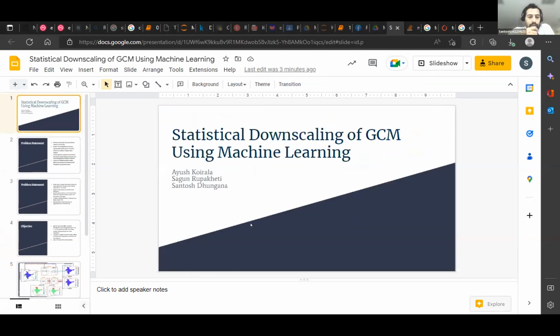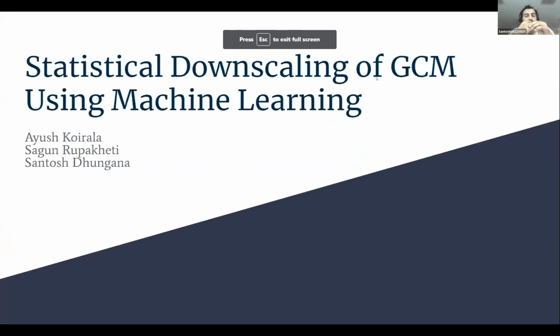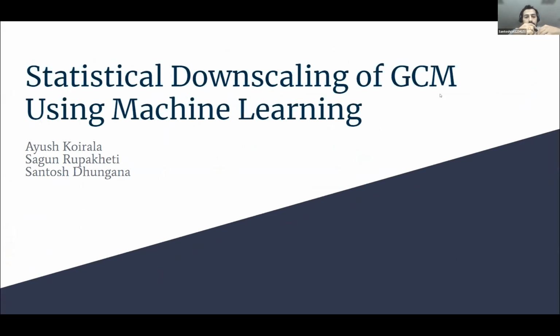Good morning, everyone. I'm Santosh Sungana, and I'll be presenting on behalf of my teammates. We're planning to implement the statistical downscaling of global circulation models using machine learning algorithms. Let me quickly walk you through the presentation.